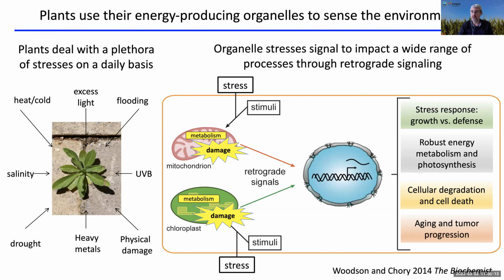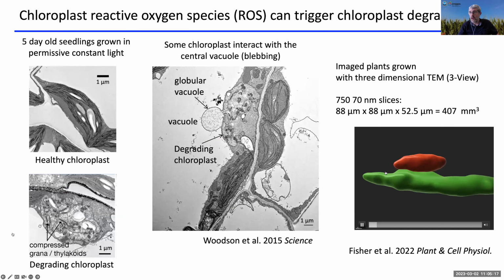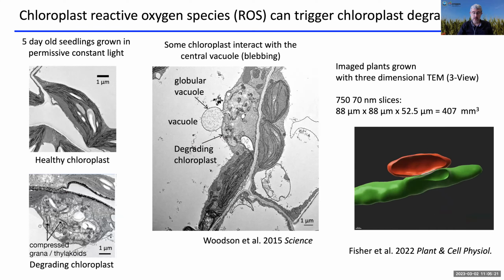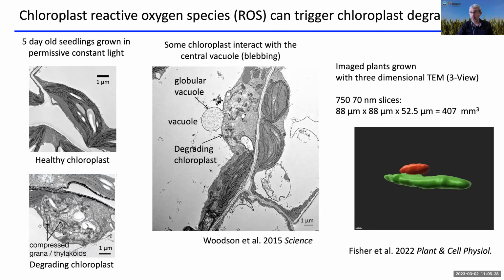My lab is really interested in how organelles do this. I'm going to tell you about two major projects in my lab, and I'm looking to recruit undergraduate students to work on both of these projects. The first one is understanding how chloroplasts sense these signals and initiate their own degradation.